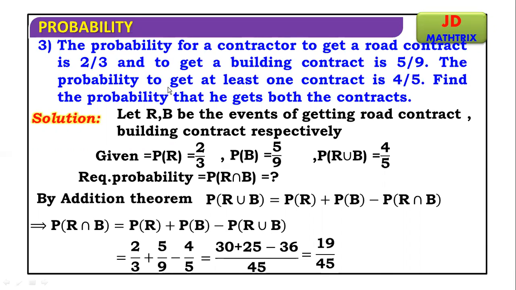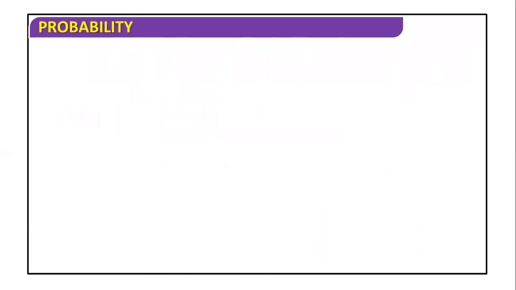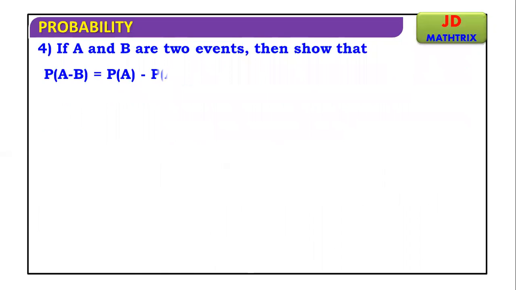In the last video, we discussed up to this problem. Now coming to the next problem. If A and B are two events, then show that P of A minus B is equal to P of A minus P of A intersection B. We have already discussed this part in the addition theorem.